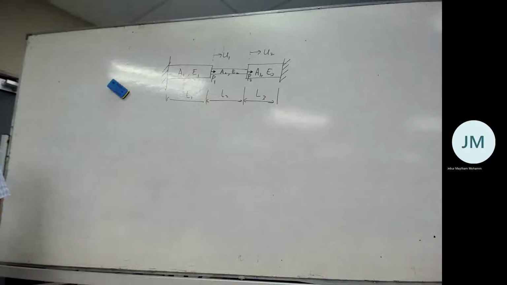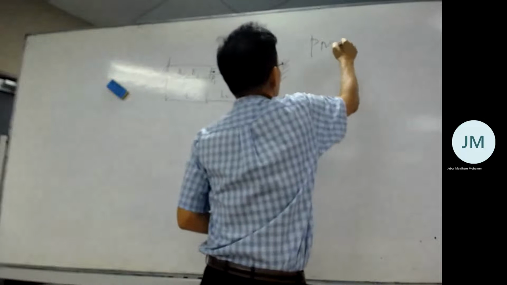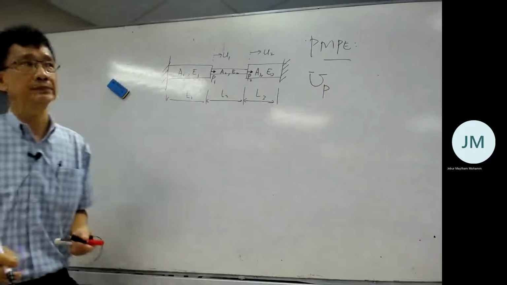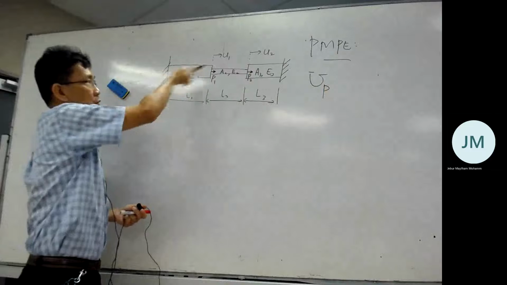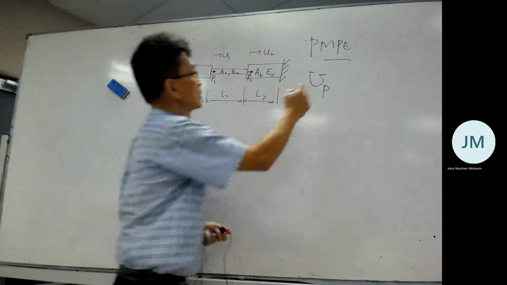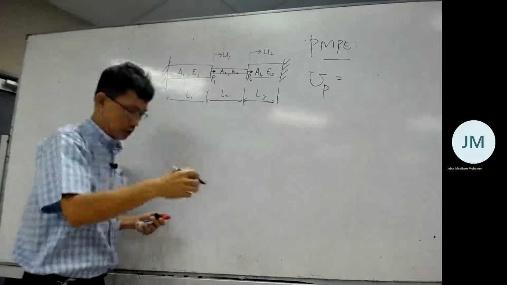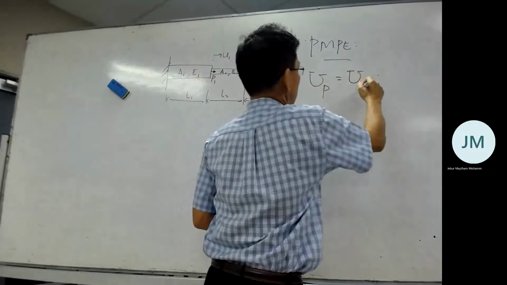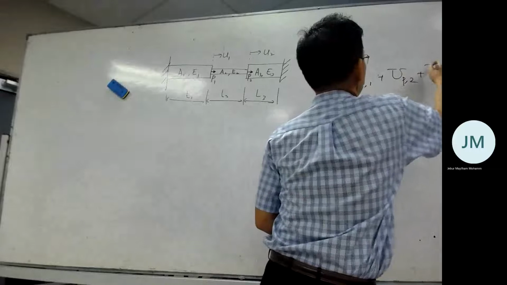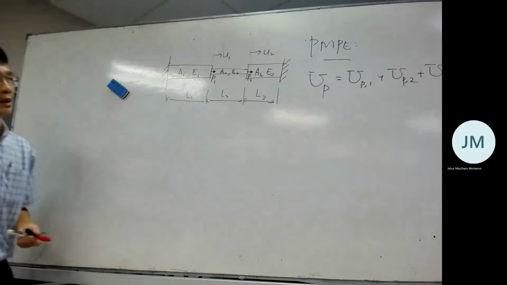The next thing is, if you want to use PMPE, what is the strain energy for the bar? In this case, we have 3 bars, which can only move in this direction. So these are all axial deformation problems only. So U_P is equal to the strain energy in bar number 1 plus the strain energy in bar number 2 plus the strain energy in bar number 3. You add them up together.